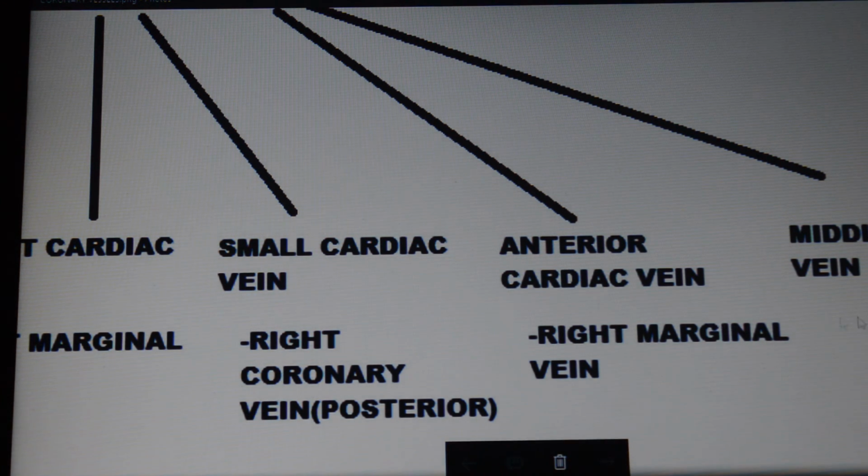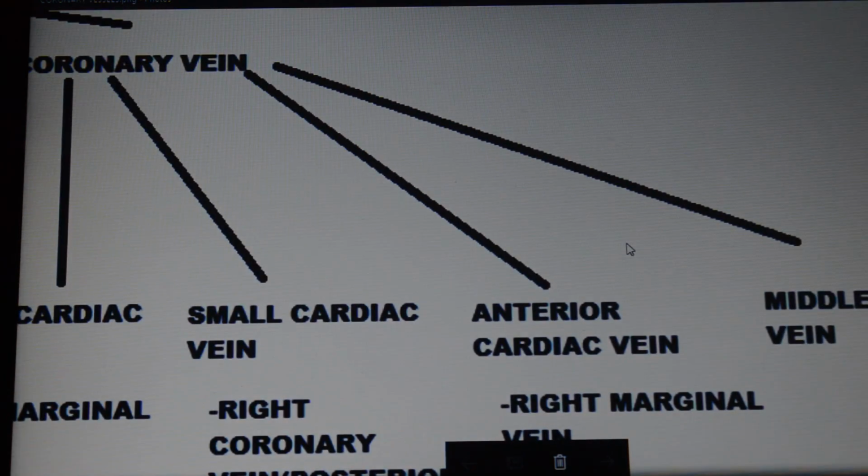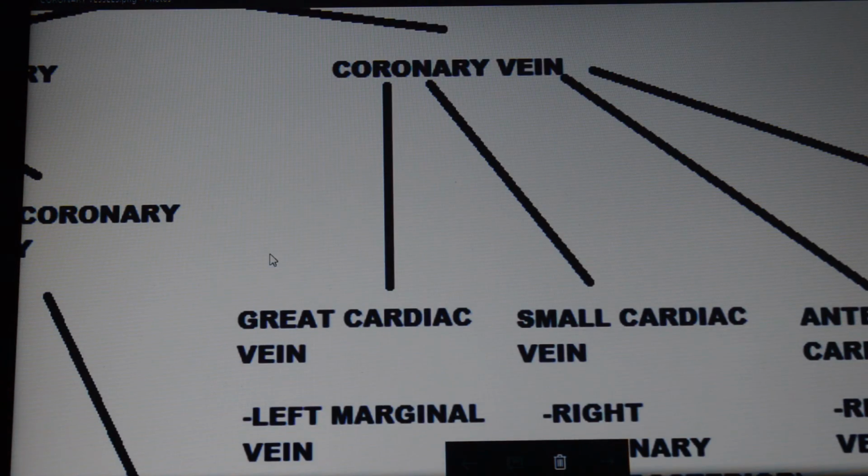And the next is the middle cardiac vein. It takes up the blood from the middle portion of the septum and in between the atria and all those things. So these all were the coronary arteries and the coronary veins.